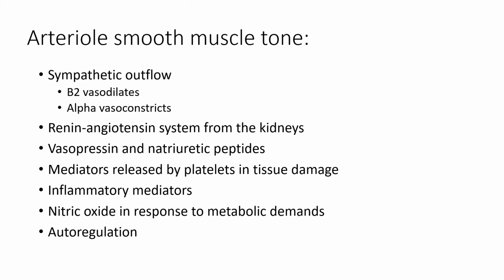Mediators released by platelets in tissue damage affect tone, and they normally cause vasoconstriction to reduce blood flow to the damaged tissues. Inflammatory mediators also affect tone. They tend to cause vasodilatation to increase blood flow to the tissues. Nitric oxide, in response to metabolic demands, has an effect on the smooth muscle tone, causing vasodilatation to increase blood flow to the tissues in times of high metabolic demand. And then the smooth muscle tone is also under the effect of autoregulation.